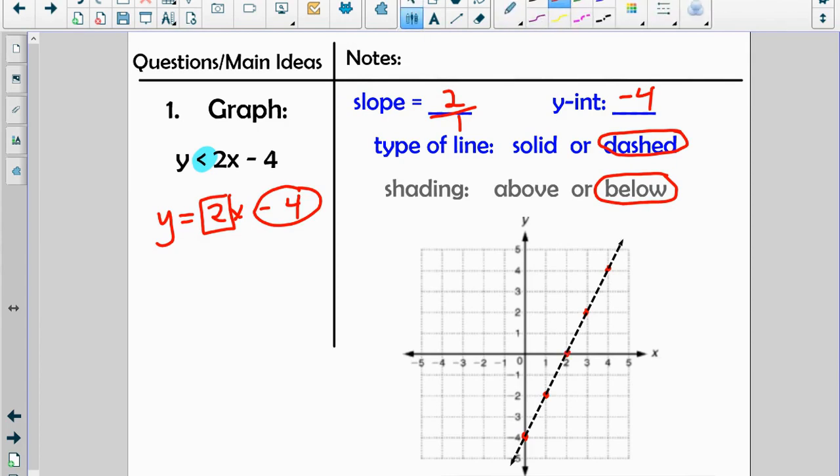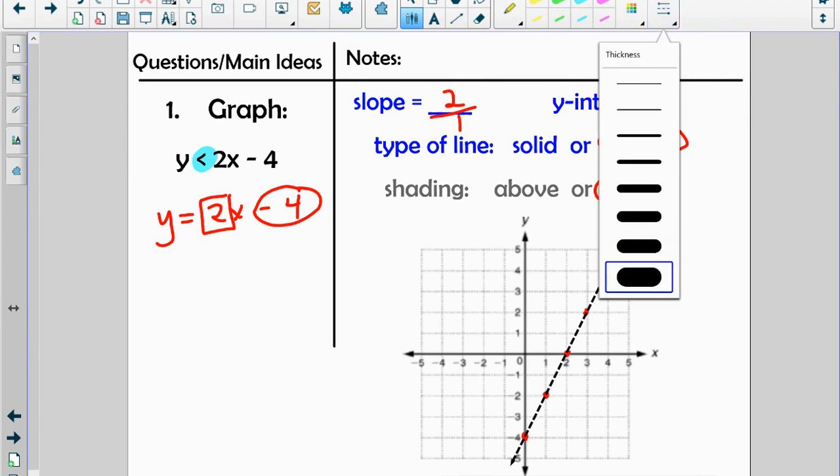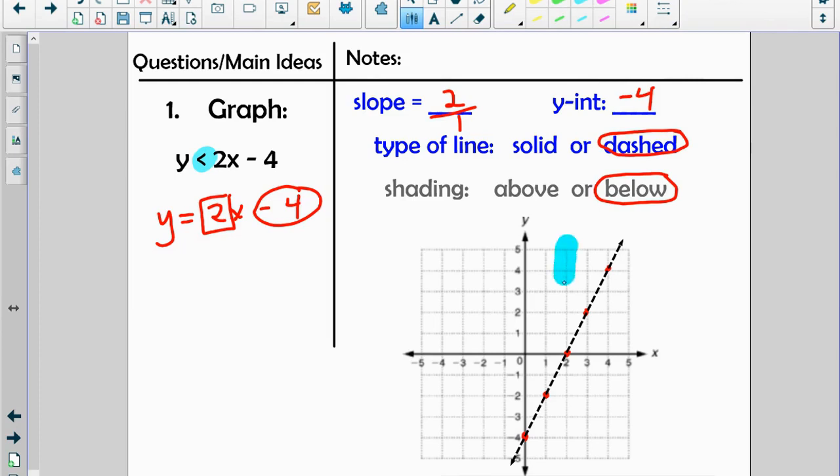And then for my shading, you guys can just use your pencil or a tool to do this. I'm going to use my highlighter and make it as big as possible. When I shade the lower side, let me just start by drawing a vertical line through that. Think about which side of my dashed boundary line is below it, in other words, straight down. Well, that's going to be the side over here. I'm going to shade this side because that shows all the solutions are on that side of the boundary line. Any ordered pair on that side of the boundary line would represent a solution. So that's how we graph our linear inequality.